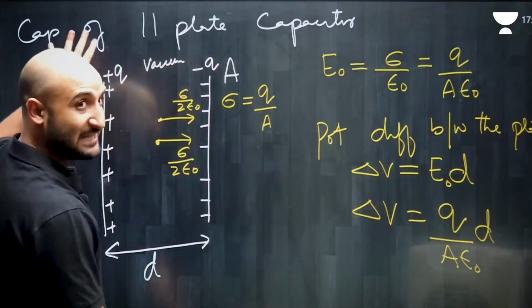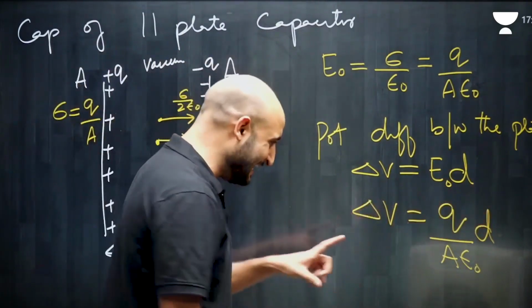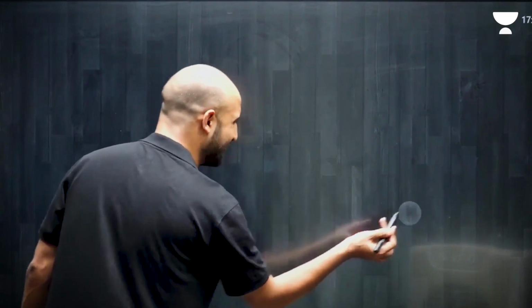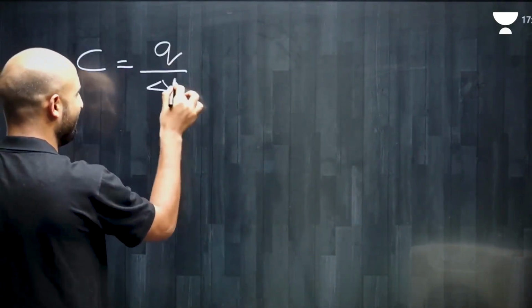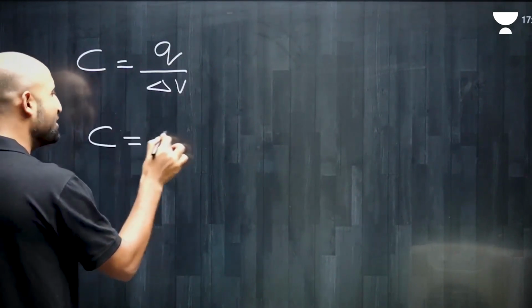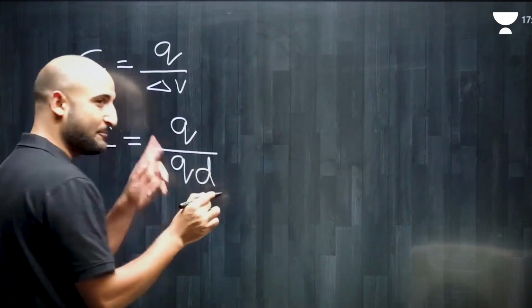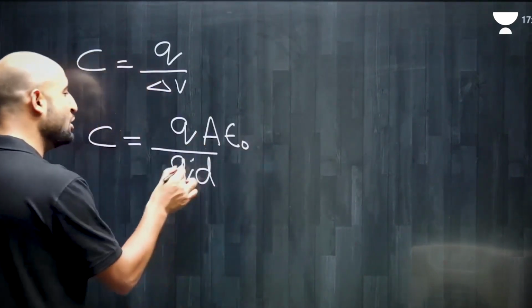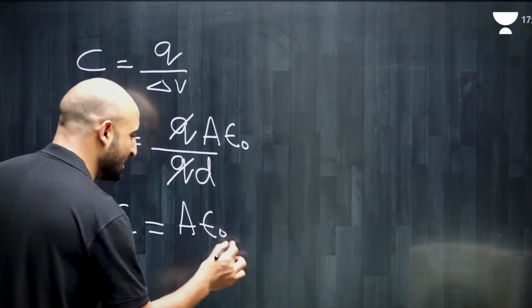I have the charge, that's Q. I check the potential difference, that's QD by A epsilon naught. I can easily find the capacitance of this parallel plate capacitor. So the capacitance, C, is equal to Q divided by delta V. Charge given is Q, delta V is QD by A epsilon naught. A epsilon naught will go up in the numerator, so Q and Q will cancel out. Your C is equal to A epsilon naught divided by D.